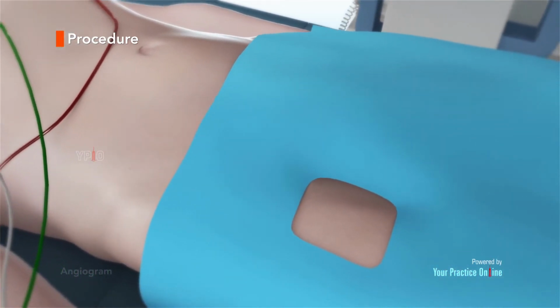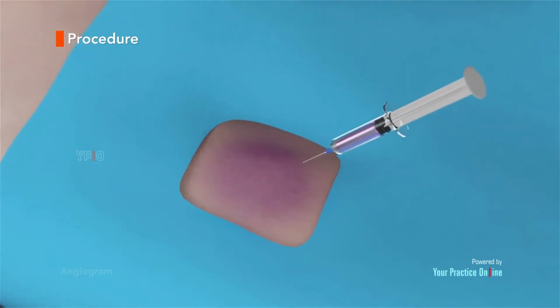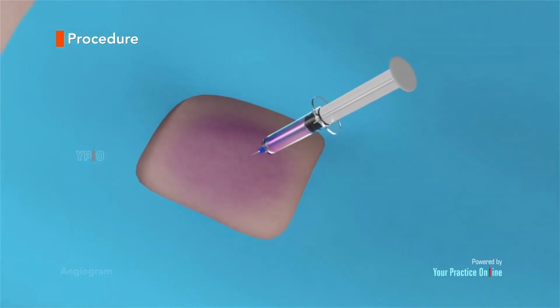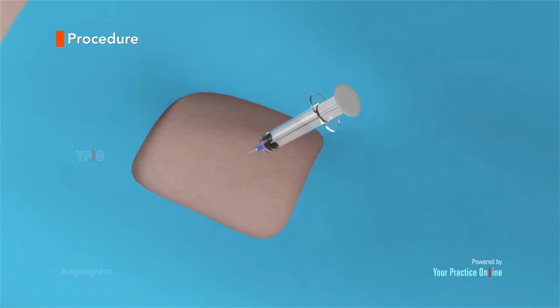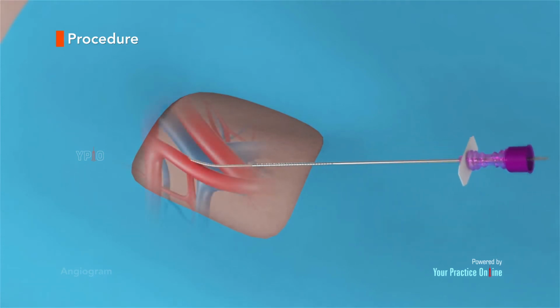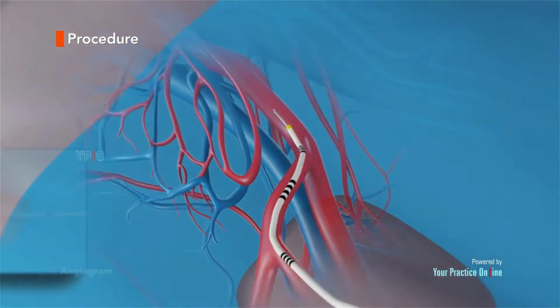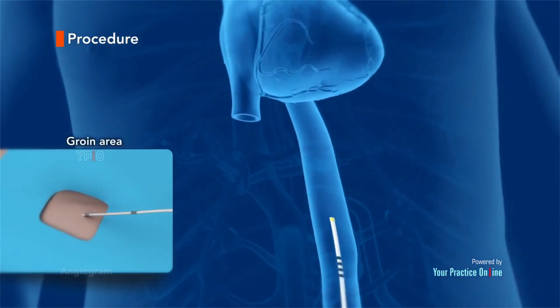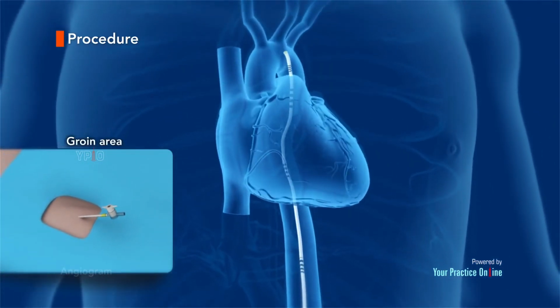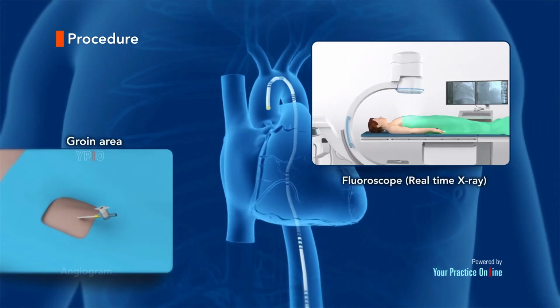The groin or region above the elbow where the catheter is to be inserted will be cleaned, shaved, and numbed with a local anesthetic. Your doctor will insert a guide wire through a needle into the blood vessel, after which the needle is removed. The catheter will then be inserted into the blood vessel over the guide wire and advanced to the area to be studied. A fluoroscope, real-time X-ray, will be used to monitor the path of the catheter in the blood vessel.